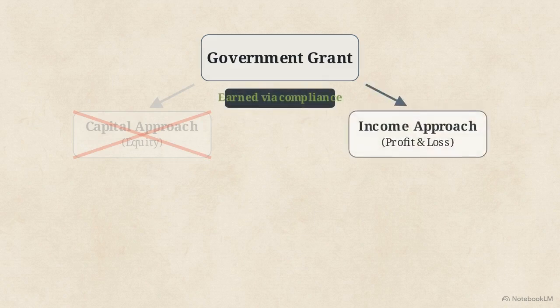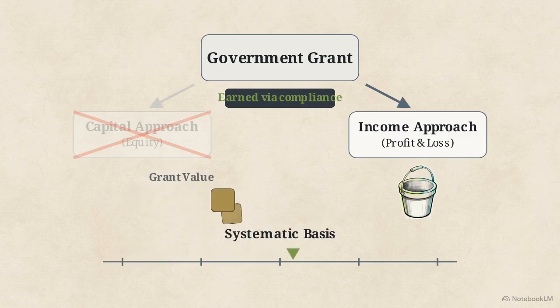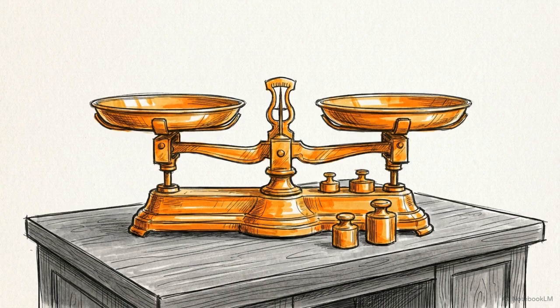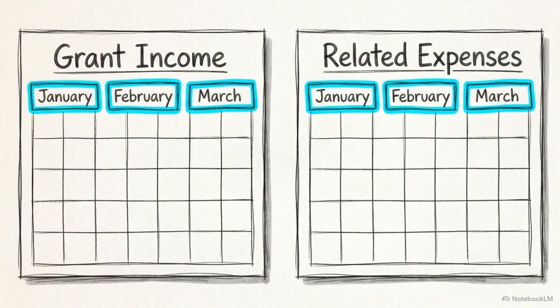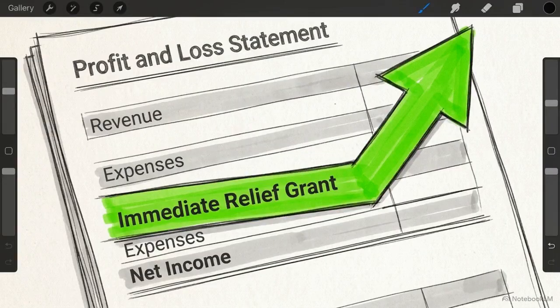The standard dictates that government grants are rarely gratuitous. They are incentives earned through compliance and meeting obligations. Therefore, companies must use the income approach, recognizing the grant in profit or loss on a systematic basis. This relies heavily on the matching principle. The grant must be recognized as income over the exact same periods the company recognizes the related expenses the grant is intended to compensate. The rare exception to this matching rule occurs if a grant is awarded for immediate financial support or as compensation for past losses with no future related costs.